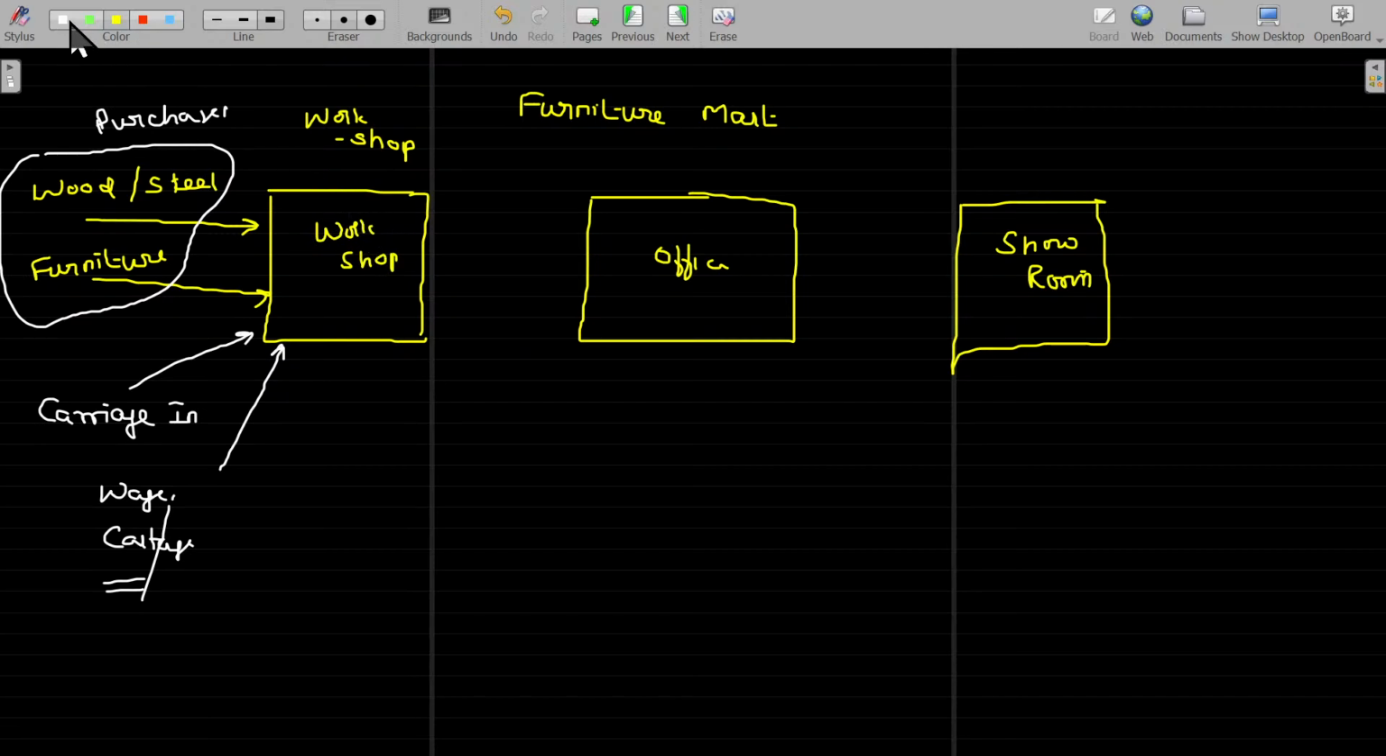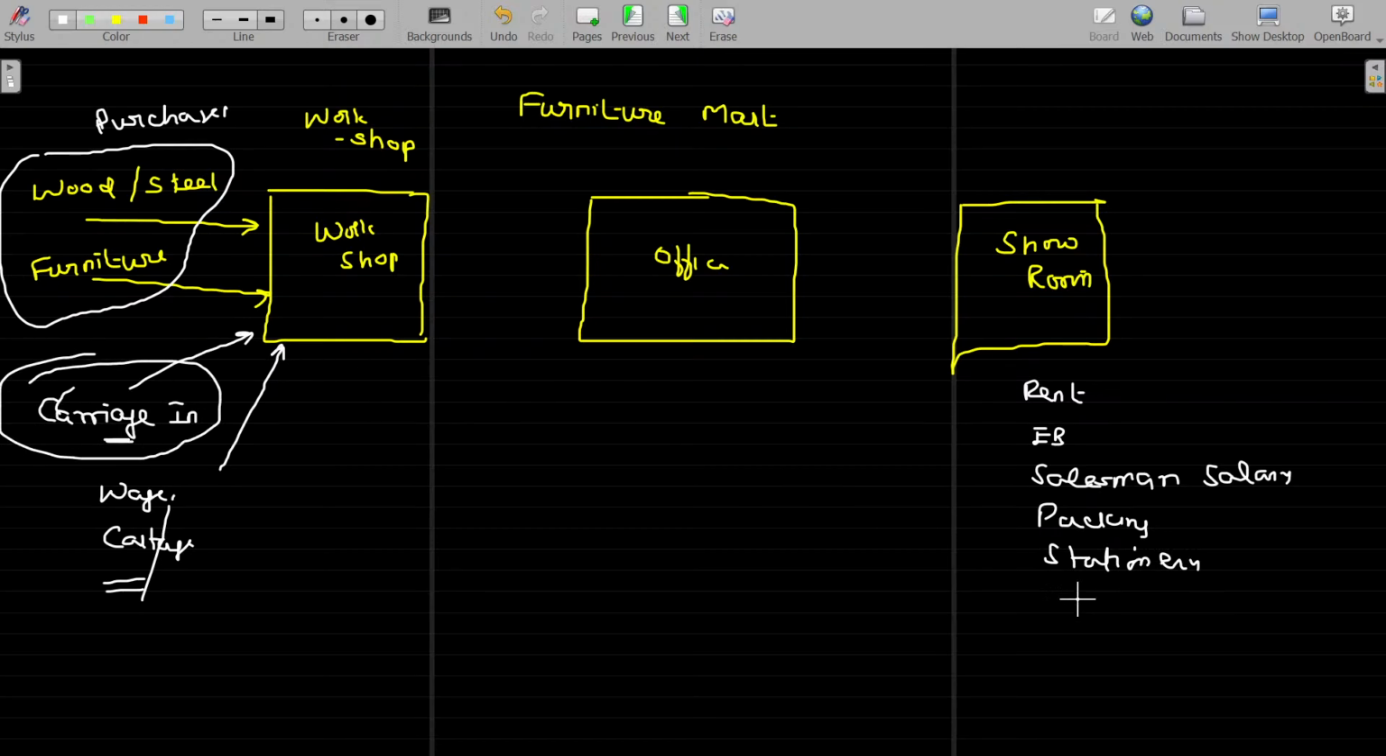And to run the showroom also, we have some expenses like rent for the showroom, electricity bill for that, and salesman salary, isn't it? And the packing material and building material like stationery, etc. Apart from that, the goods will be delivered at the customer side. That will be named as carriage out. Is that okay? So all these things are going to be spent for the showroom.